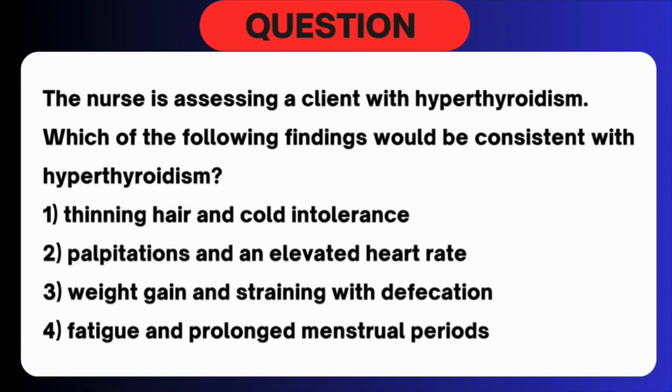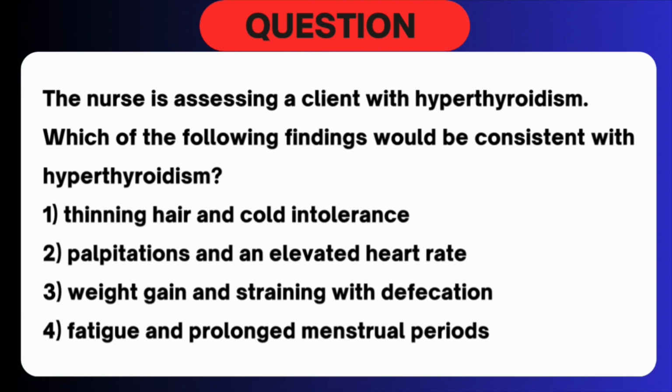But let's look at option 3, weight gain and straining with defecation. This one also is more consistent with hypothyroidism. With hypothyroidism, things are slowing down, your metabolic rate is lower, it's harder to burn calories, so you are going to have weight gain. So this doesn't make sense for our correct answer. Also, straining with defecation, that's more like a constipation. Patients with hypothyroidism have trouble with gastric motility, things slow down, so they do have constipation and straining. So that's not our correct answer here because we're looking for hyperthyroidism.